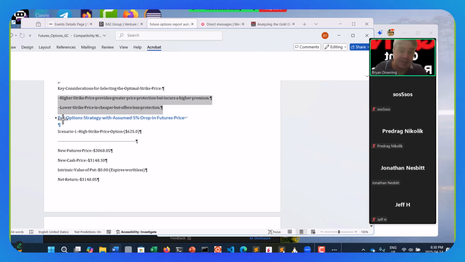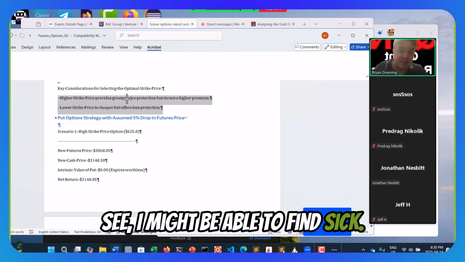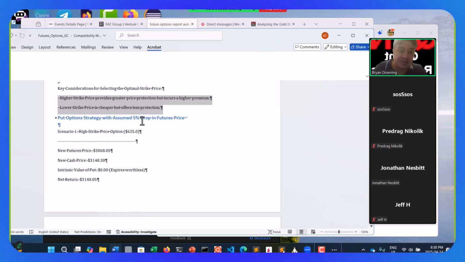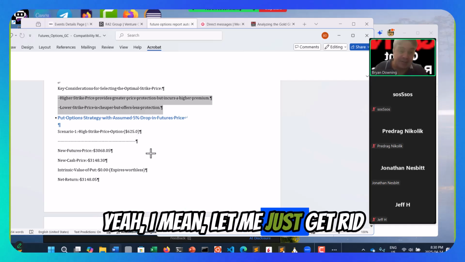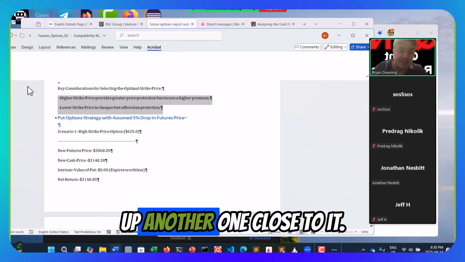So yours is more like a standard linear regression line, right? Yeah, a straight line, but the one I was referring to, I think, is a linear regression curve. It's like a best fit line, but it curves. Let me just get rid of this indicator. I'll pull up another one close to it.